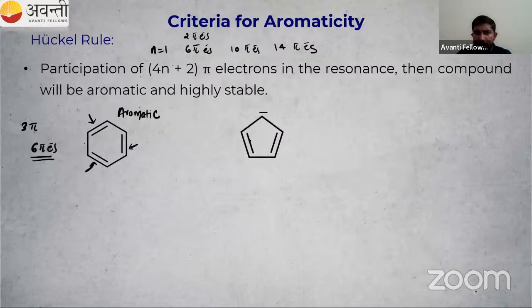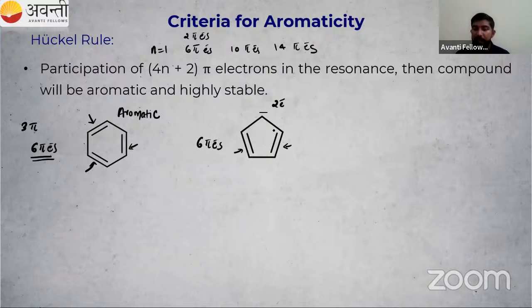So let us check here. How many pi electrons are present? Here one pi bond, 2 pi bonds. Then this negative charge. Negative charge means a fully filled orbital. That means 2 electrons are involved in resonance. We have to check the number of pi electrons involved in resonance or delocalization. So this negative charge, those 2 electrons are also involved in resonance. So 6 pi electrons are present.